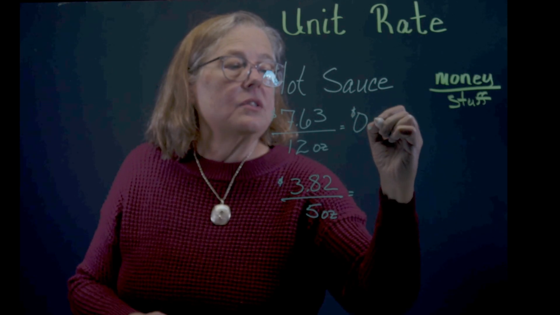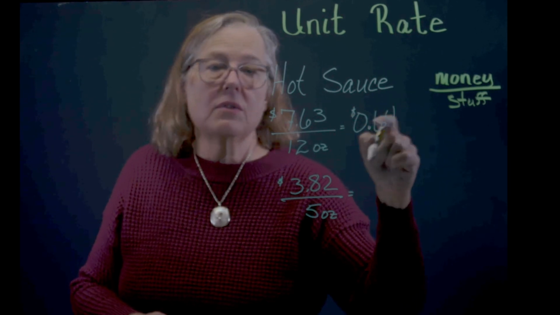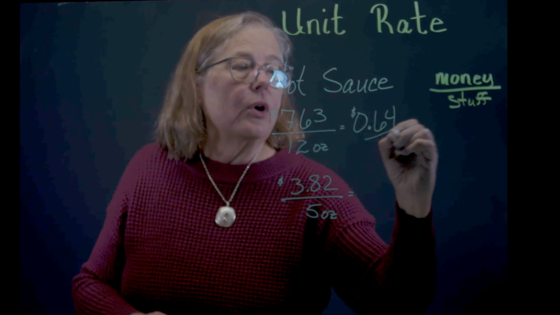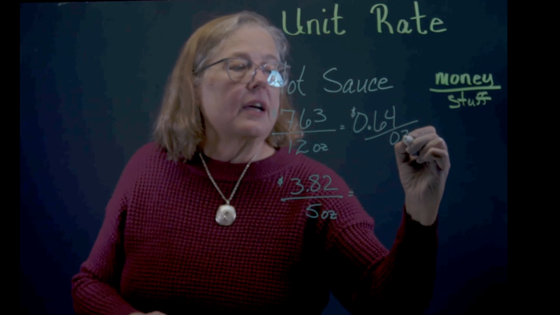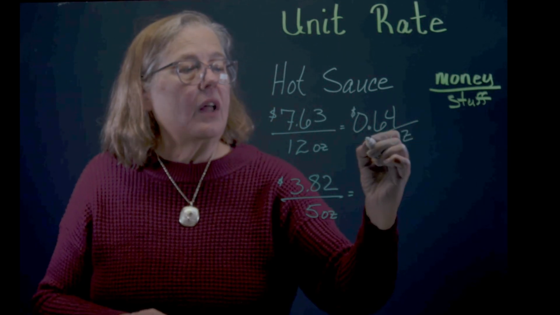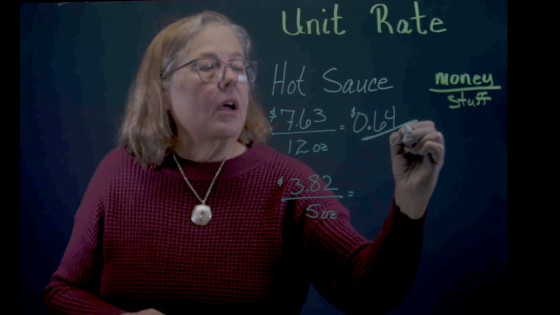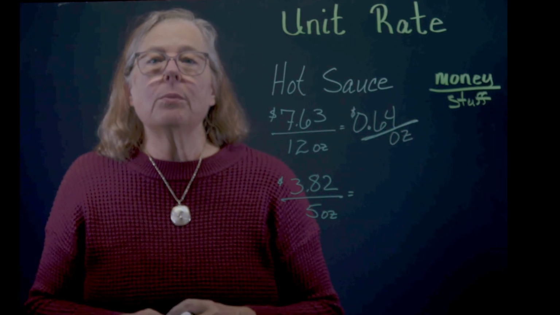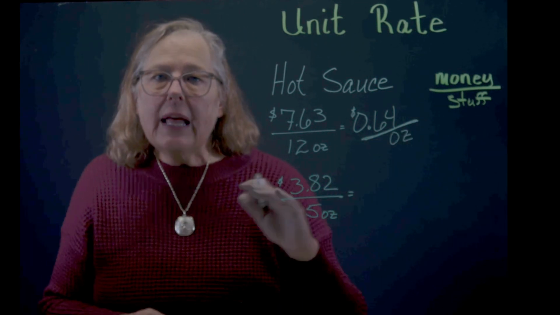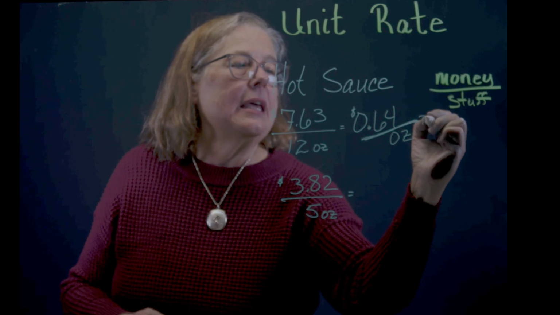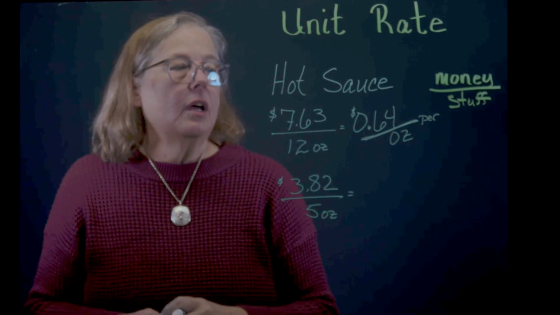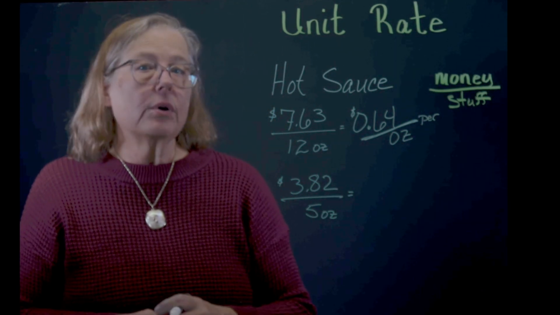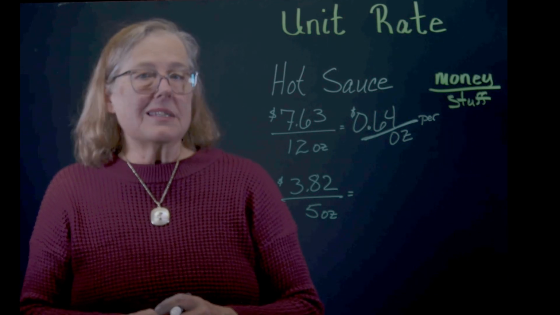We got 0.64, so that's 64 cents per ounce. Now, I don't think I said this before, and I need to. This little line here, how do we read that? We say the word per. Not purr like a kitten. Per like P-E-R. Per. All right, so it's 64 cents per ounce. Okay, that doesn't seem too bad.